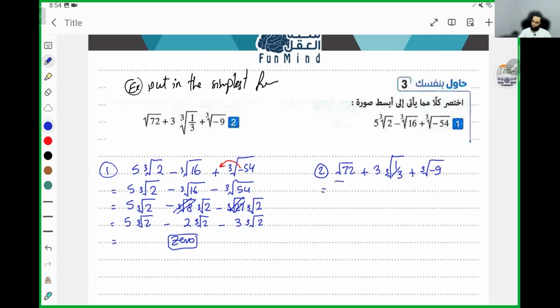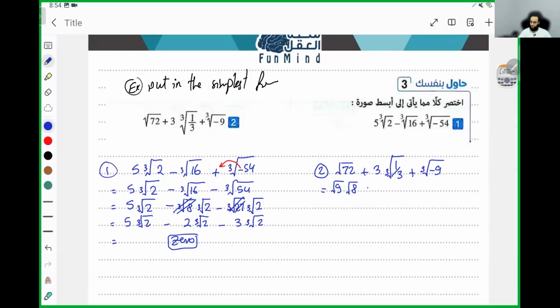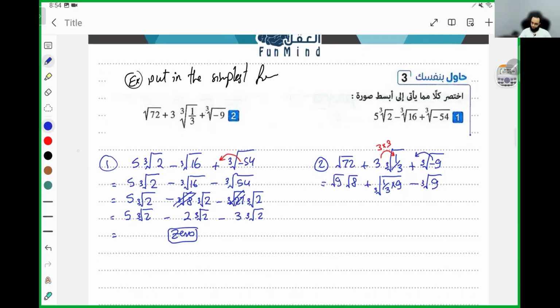We can write it root 9, root 8. 9 times 8 equals 72. Correct? Yes. What about 3? You can get it inside the square root, 3 by 3, which is 9. So it's 1 over 3 times 9. And this negative, you can put it outside the cubic root, then it's cubic root 9. Okay? Divided 3, 1, divided 3, 3. So it's 3 root 8 plus cubic root 3 minus cubic root 9.